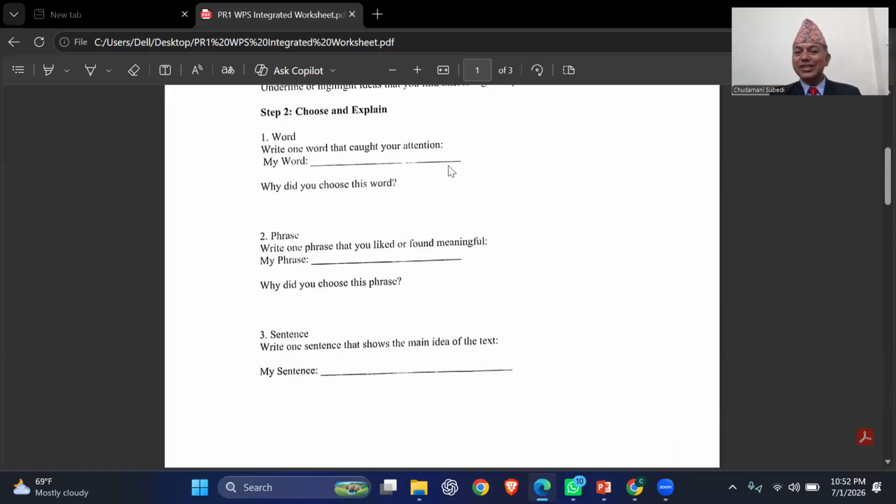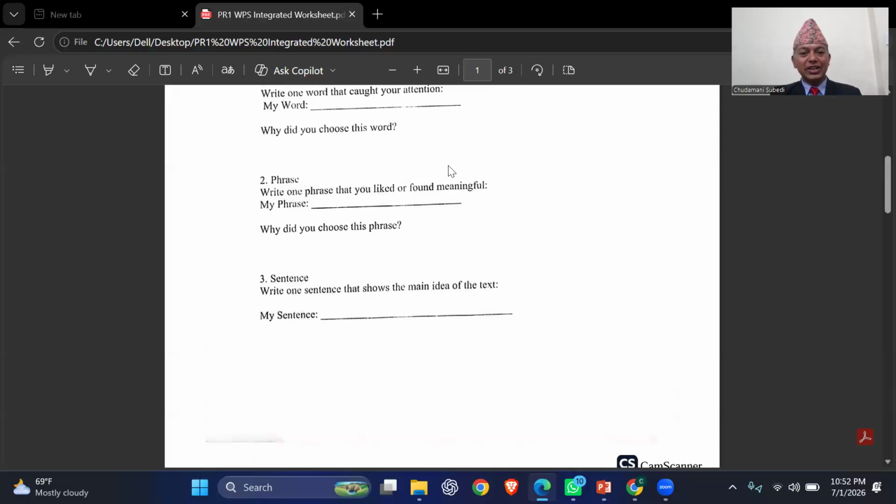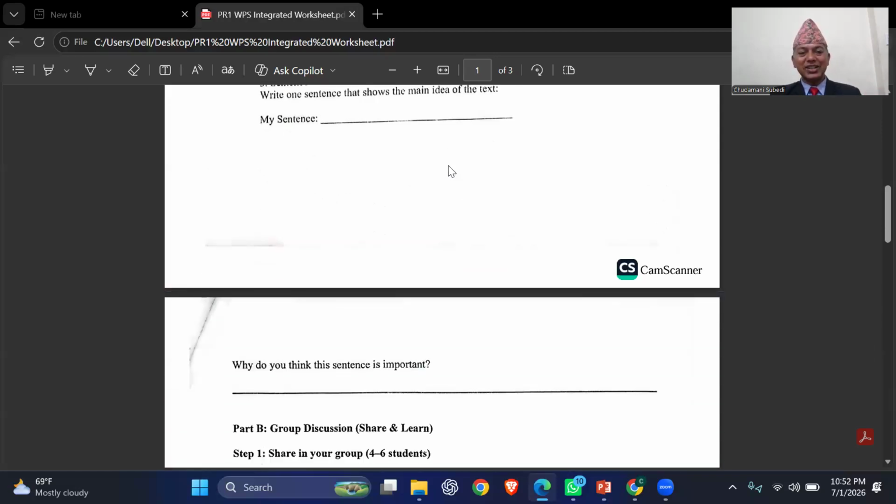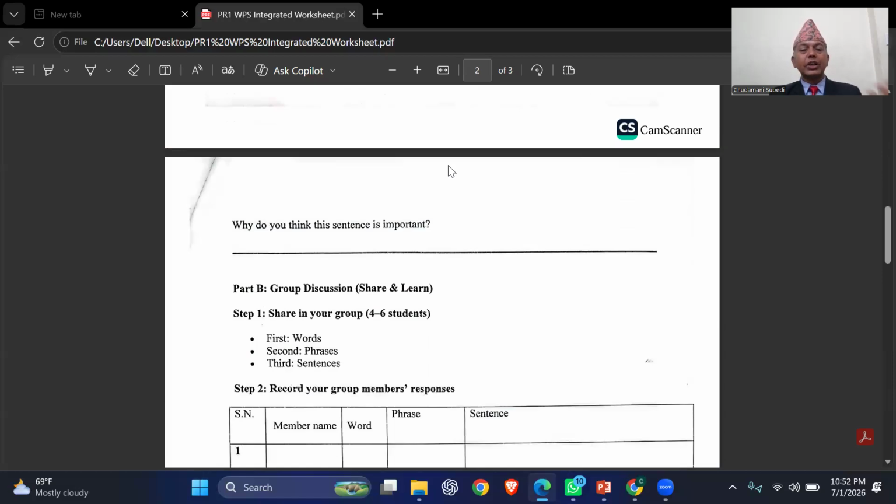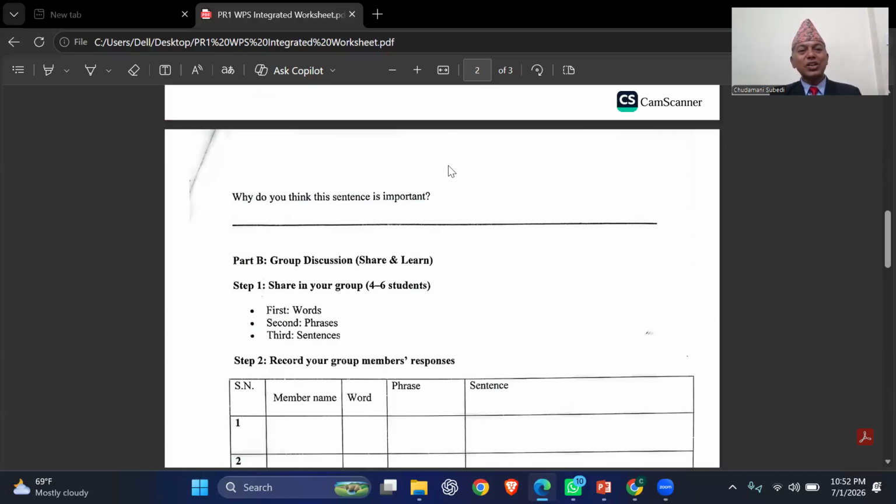In the same way, sentence. Write one sentence that shows the main idea of the text. Then students write the sentence, my sentence. Then there is the next question in the worksheet: why do you think this sentence is important? And they become creative and critical. They go through the text and they write the answer.